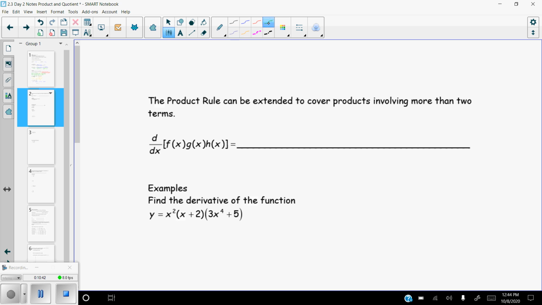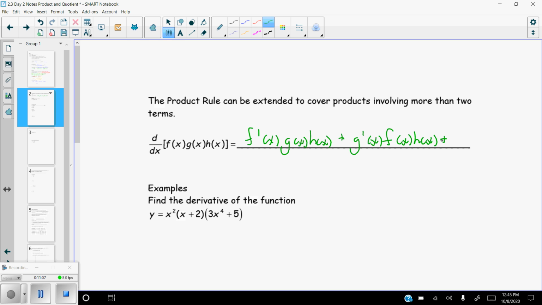this. The first piece is going to be the derivative of f times g of x, h of x, plus, now I have to make sure that I include the derivative of g, so it's going to be the derivative of g of x. The other two, f and h, are just going to stay themselves.